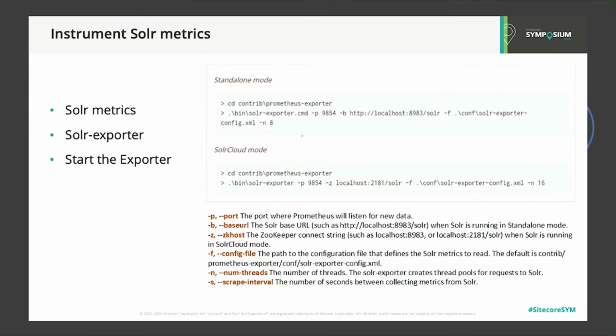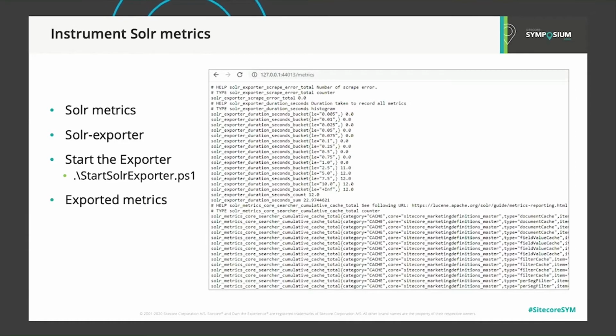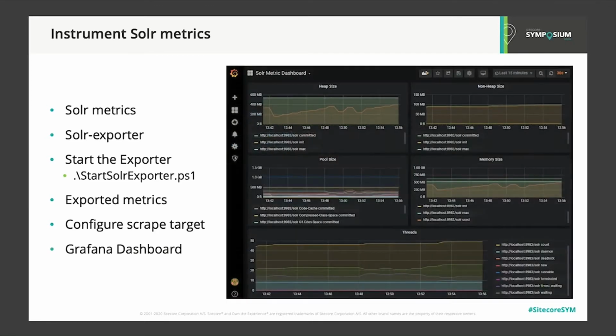To run the exporter, you just need to run the Solr command in your container, passing in a few parameters. But I've simplified it further by creating a PowerShell script that simply accepts the name of your Solr container and starts the exporter for you. Once running, you can verify that the metrics are exposed and ready to be scraped. Now you can add the job to Prometheus to scrape the targets and verify that it is running. Solr also includes a fairly comprehensive Grafana dashboard. You can see we're able to monitor the heap size, memory, and threads, more metrics from Solr than you could possibly hope for.